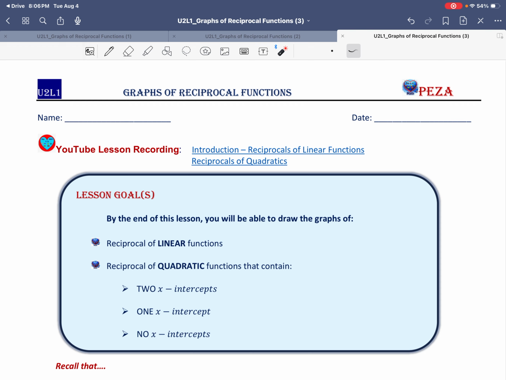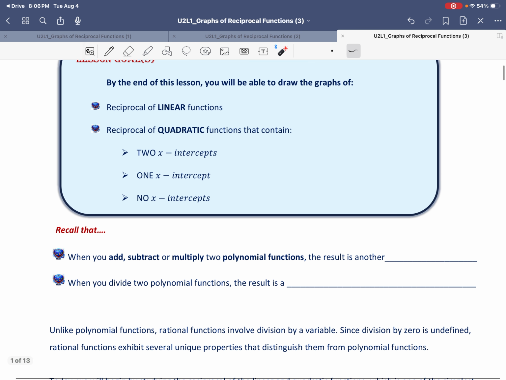Recall from grade 11 that we have studied the function y equals 1 over x, which is the reciprocal of the simplest linear function y equals x. Now, in grade 12, we'll extend this idea by studying the reciprocals of both linear and quadratic functions, and that will be the goal of today's lesson.